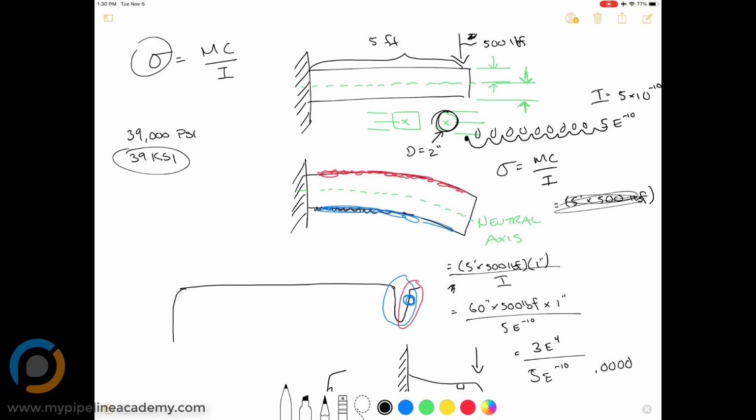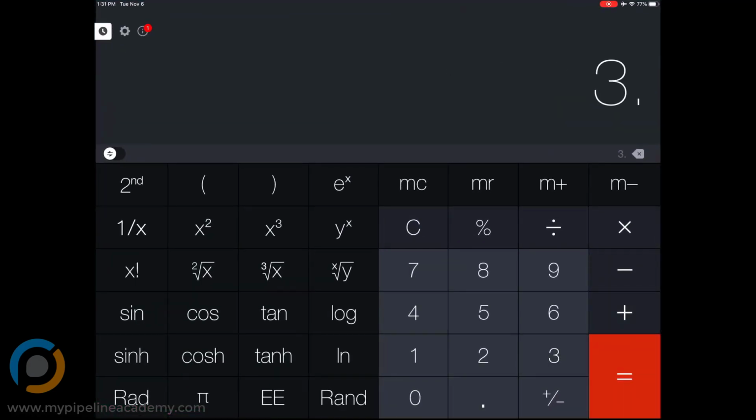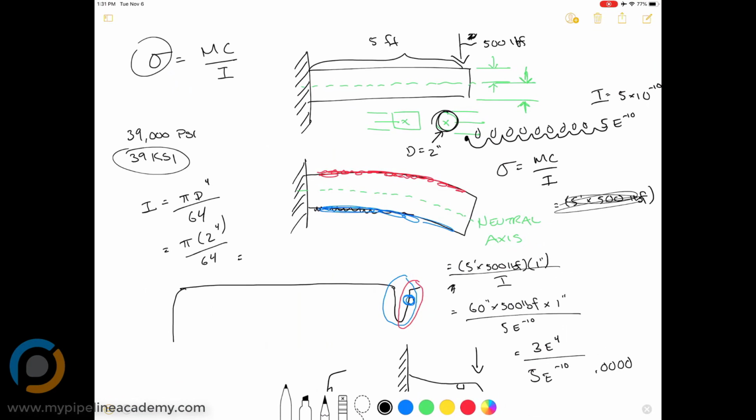Let's see. If we have a diameter of 2, all right, we're just going to get into this then. Our moment of inertia is pi d to the fourth over 64. So that equals pi times 2 to the fourth over 64, which is 3.14 times 2 times 2 times 2 times 2, divided by 64, equals 0.785. So I don't know where I came up with this I value. It's way, way less than what it actually is.